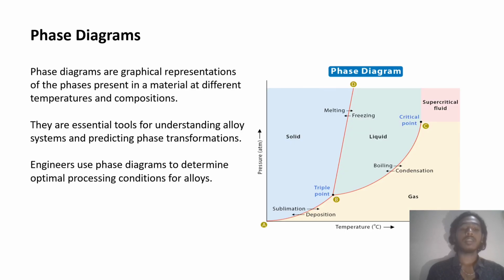Next, we move on to the phase diagram. Phase diagrams are graphical representations of the phases present in a material at different temperatures and compositions. In this phase diagram, the explanation covers the temperature and pressure at which the movement takes place: sublimation and deposition, triple point, gas condition, boiling and condensation, where the critical point takes place and the melting point takes place, where the solid, liquid and supercritical fluid are. Engineers use phase diagrams to determine optimal processing conditions for alloys.